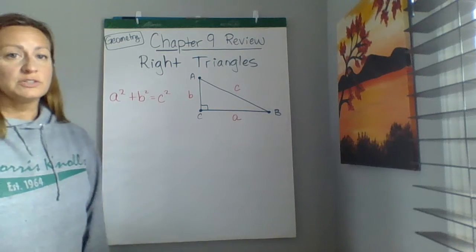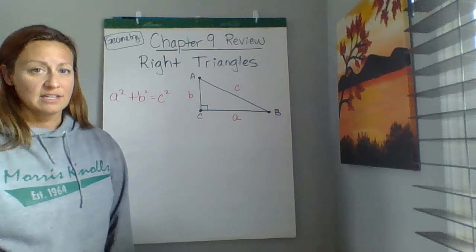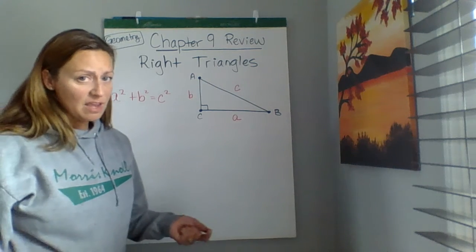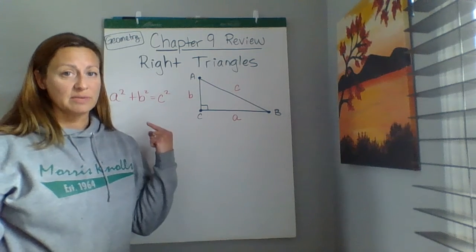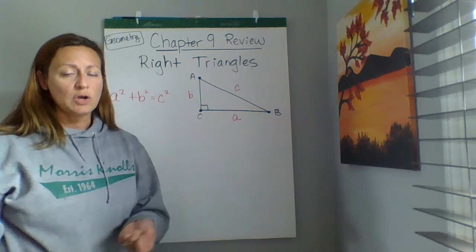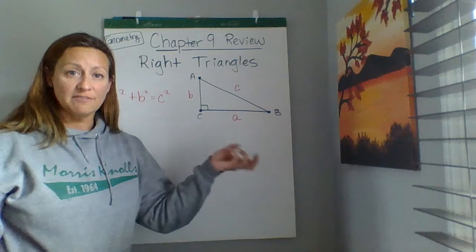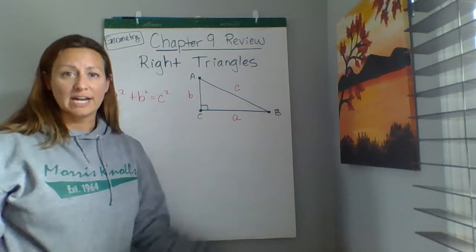So you can actually use the Pythagorean theorem in a couple of ways. You can use it to find a missing side of the triangle. If you know two of the sides, you can plug them in and then solve for the third side. Or you can use it to check whether three given measurements form a right triangle.